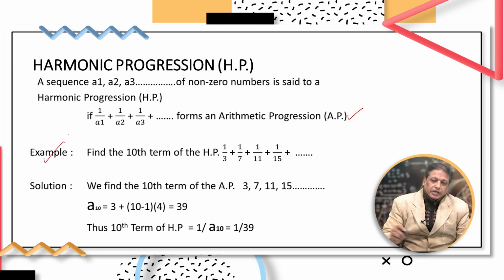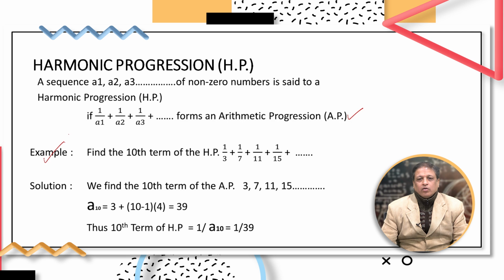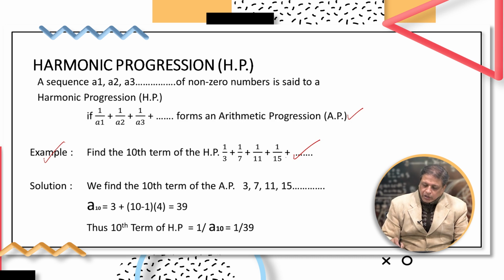And we can recall it with the help of an example which we had solved in our earlier session also: find the 10th term of the harmonic progression 1 by 3, 1 by 7, 1 by 11, 1 by 15. Now, considering the values given in the denominator, that is 3, 7, 11 and 15, they form the arithmetic progression with a common difference of D equal to 4.